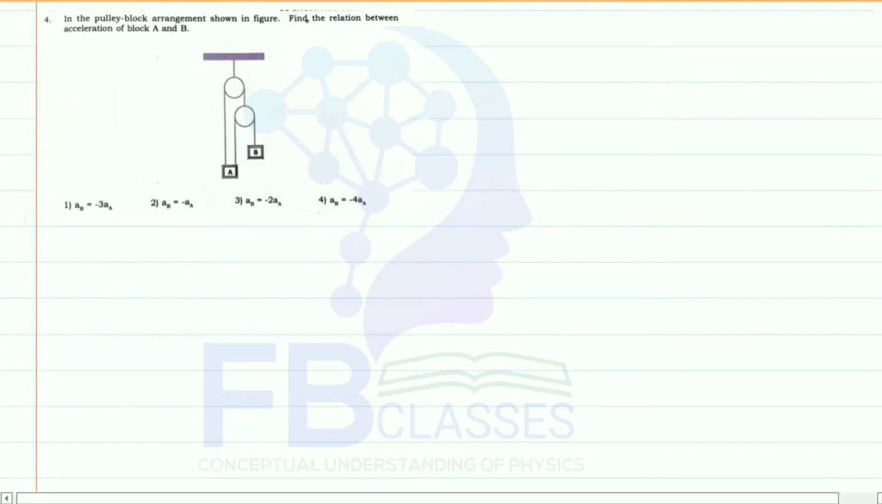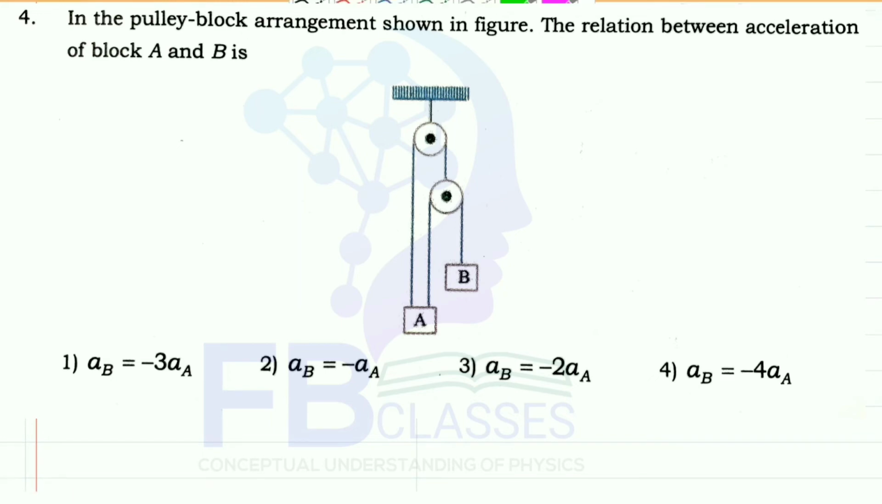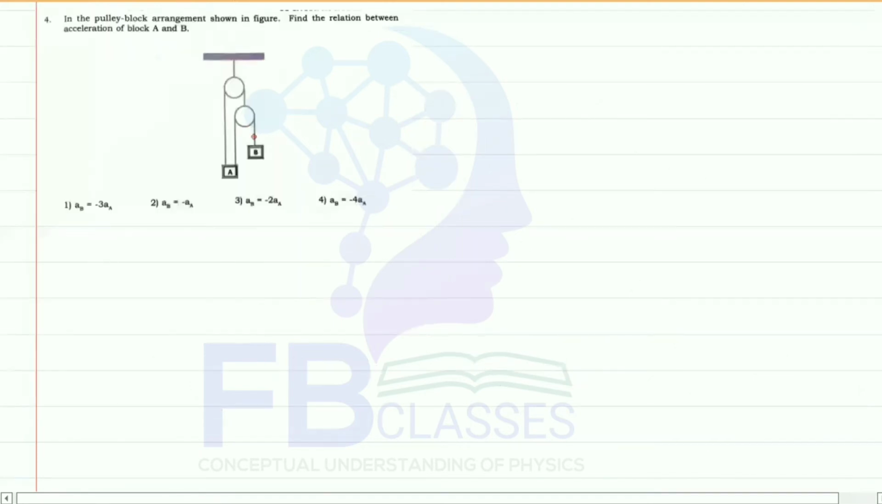Dear students, I am going to read the question. In the pulley block arrangement as shown in the figure, the relation between the acceleration of block A and B is, options are given: AB is equal to minus 3AA, AB is equal to minus AA, AB is equal to minus 2AA, AB is equal to minus 4AA. So now I am going to draw the tensions here. One string, one tension, so T. So now the pulley will have the 2T tension, so this side also 2T.